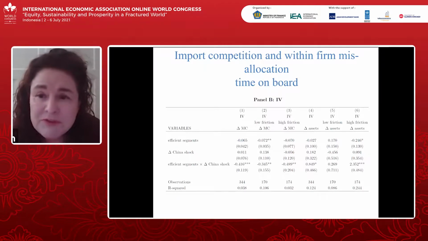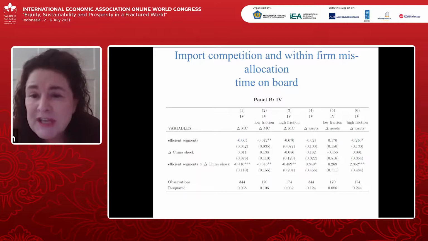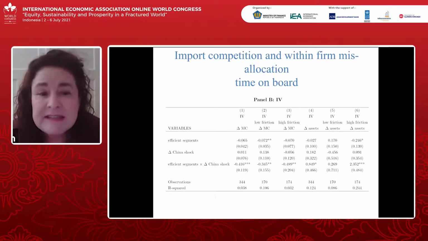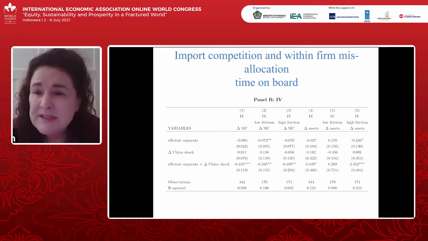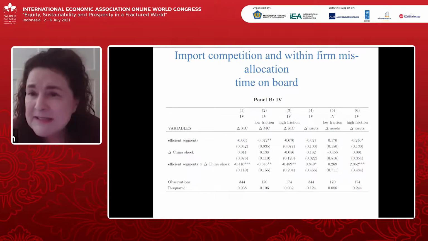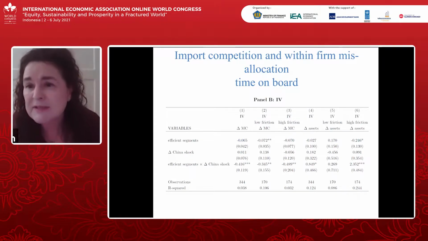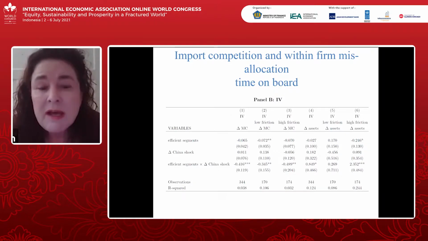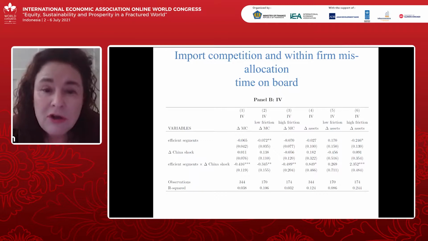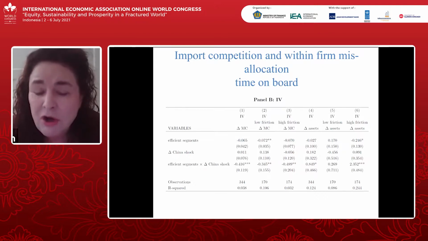The columns from 4 to 6 look at the change in capital assets, and we are interested in the interaction term with efficient segments. Efficient segment here means the best segments of the firm, the two best segments, the segments with the lowest cost. And so in column 1, you see clearly that in these segments, the China shock reduces the marginal costs.